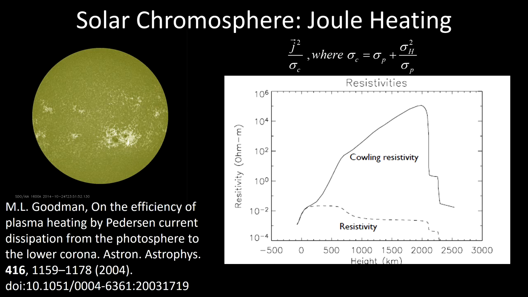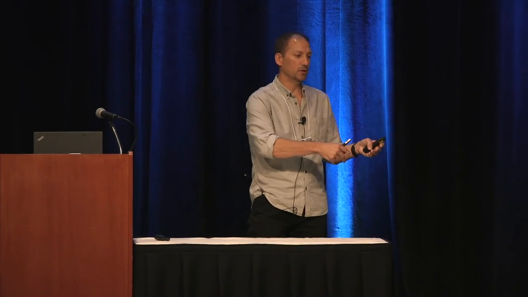You can calculate that Cowling conductivity inside the chromosphere, which lies in this domain here. You can see that there's a high Cowling resistivity, and that therefore you expect strong Joule heating. And there's been a number of papers, and this is a nice one by Goodman, that shows us how the chromosphere and processes within the chromosphere lead to things like Joule heating.